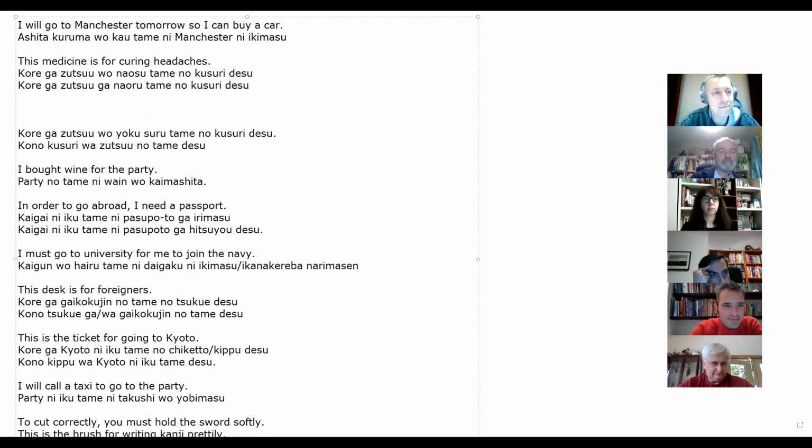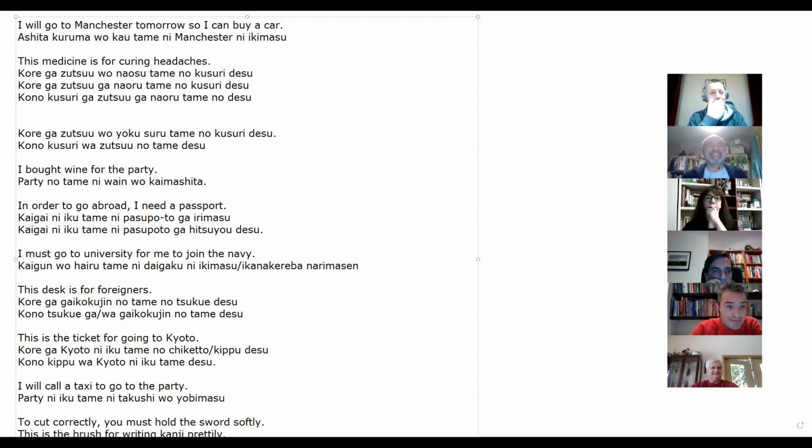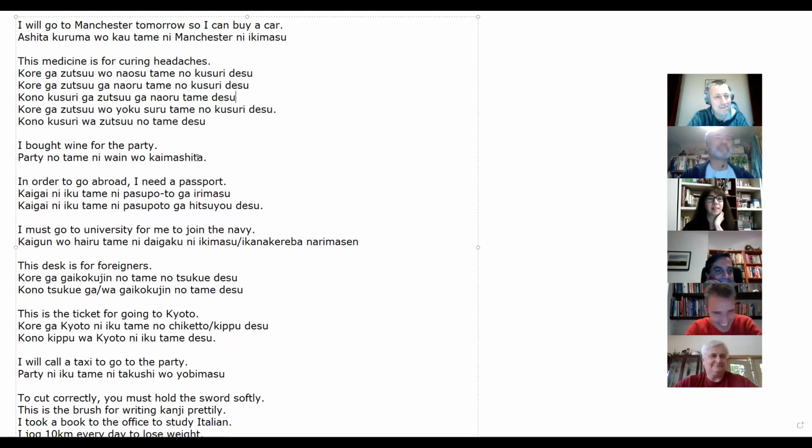ちょっと待ってください。この薬が頭痛が治る… ダメです。No. Just a second. この薬が頭痛を治るための… Oh, no. It's just now ためです。Sorry. Okay. Yeah. Okay. If I was going to reduce my YouTube rating, I would just say, I'm just messing with you guys.